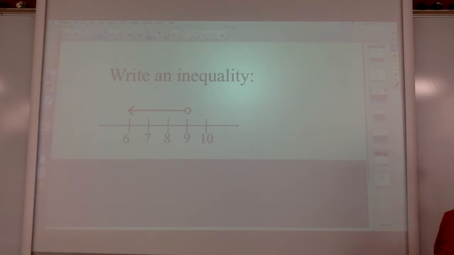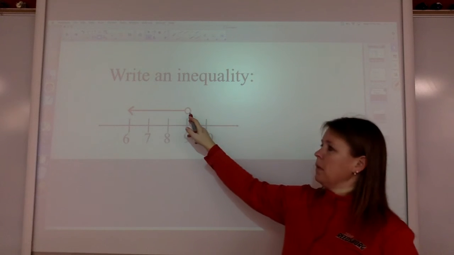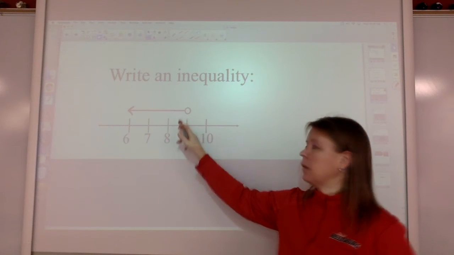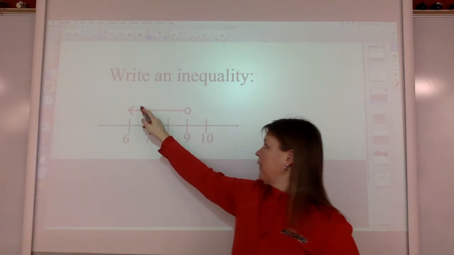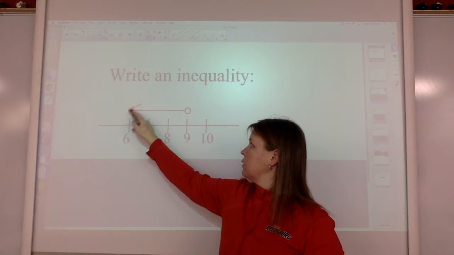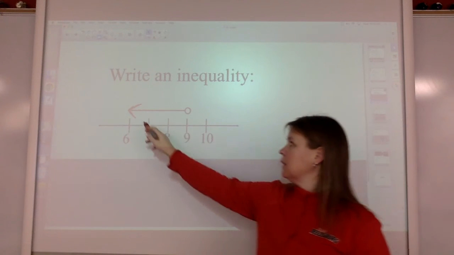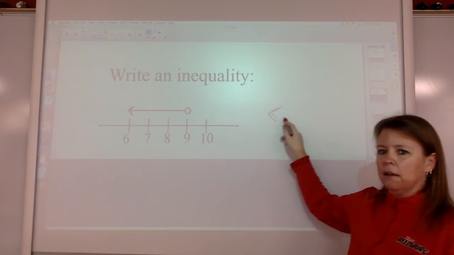Next, we're going to write an inequality. So they gave us the number line. Go ahead and pause the video if you need to. Write this down. We know it's an open circle, so it doesn't have an equal sign. And we know that the arrow is pointing to the left. Left means that it's less than.